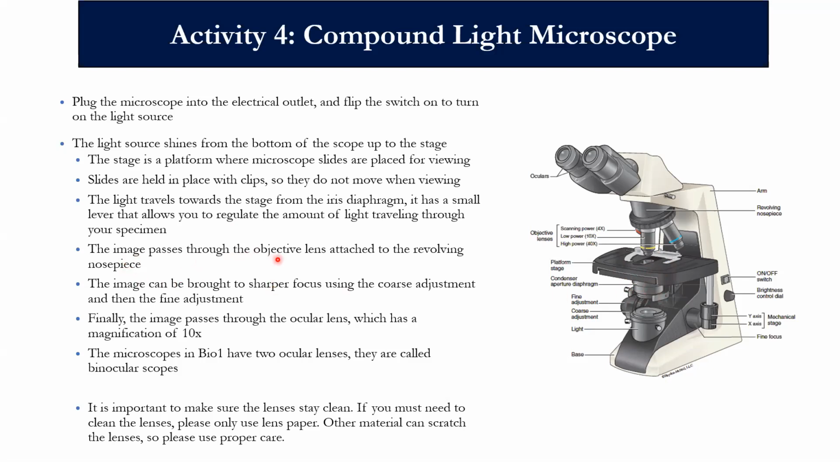The image passes through the objective lens attached to the revolving nose piece. So this here is your revolving nose piece. These are the objective lenses that are connected to your revolving nose piece. The image can be brought to sharper focus using the coarse adjustment knob and then the fine adjustment. So always begin with coarse, then go to fine, always begin at your 4x microscope's objective lens, I'm sorry.